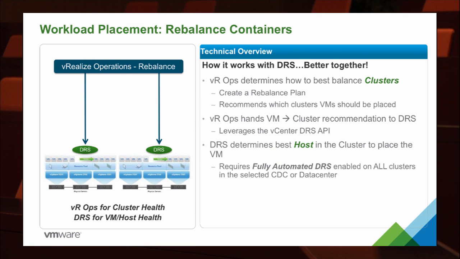So going back to that better together story, we see that Ops determines how best to balance the clusters at the highest level. It creates a rebalancing plan, and then it recommends which cluster VMs should be placed in. Then vRealize Ops hands the VM cluster recommendations to Distributed Resource Scheduler. It leverages the vCenter DRS API down inside of the host, and then DRS determines the best host in the cluster to place the VM. So it's really taking a high-level view and then double-clicking all the way down through DRS to the host.